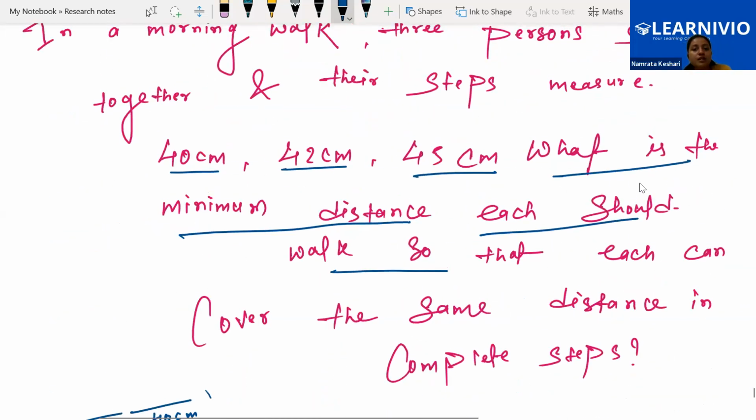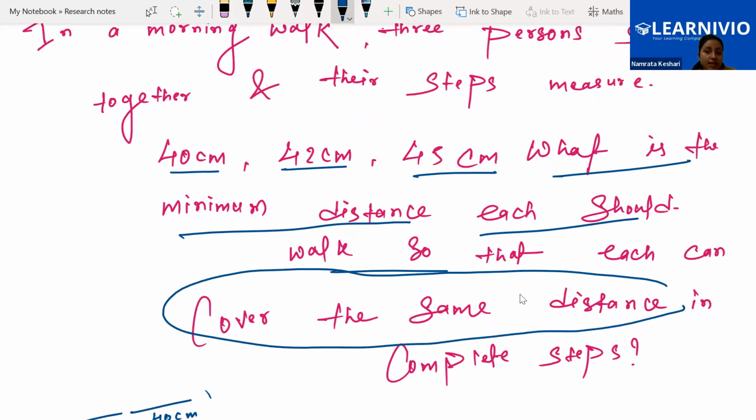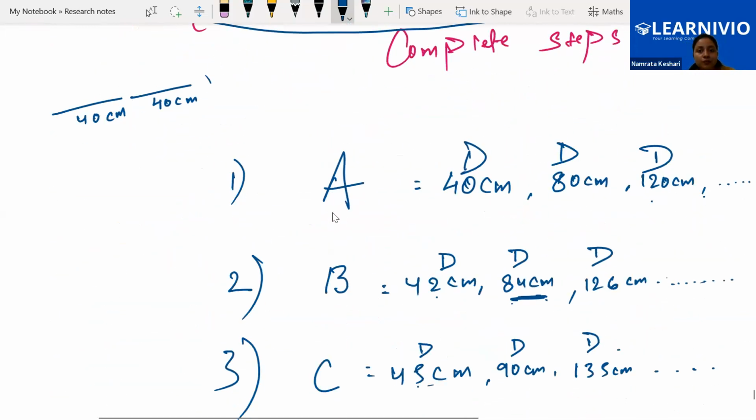Fine. Now, what is the minimum distance each should walk so that each can cover the same distance? What is the question indicating? Can you see? We have just written the multiples over here. We have just written the table of 40 for the first one. 1 times 40, 2 times 40 is 80, 3 times 40 is 120. Can you see? Yes, ma'am. For the first one, we have written multiples of 40. The next one, we have written multiples of 42. Next one, multiples of 45.